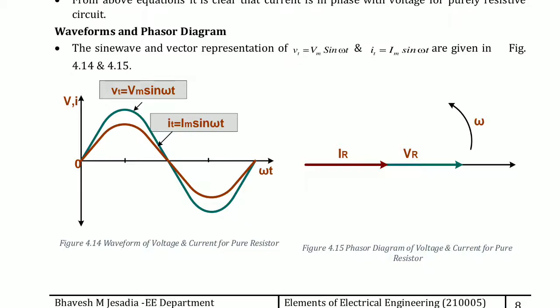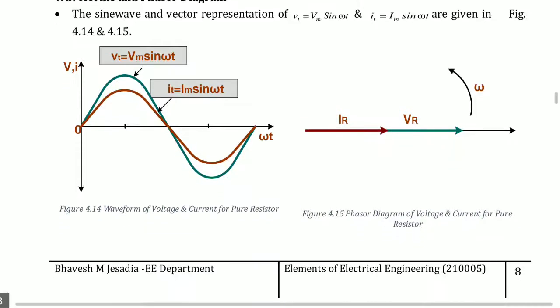The voltage across the resistance and the current are also in the same x direction, because there is no phase difference between the voltage and current. So we get the same phase, in the same direction. Voltage and current are both in phase, along the same x direction.